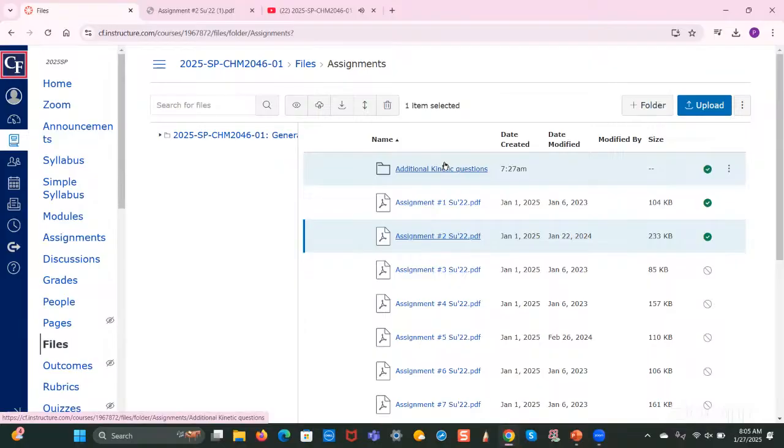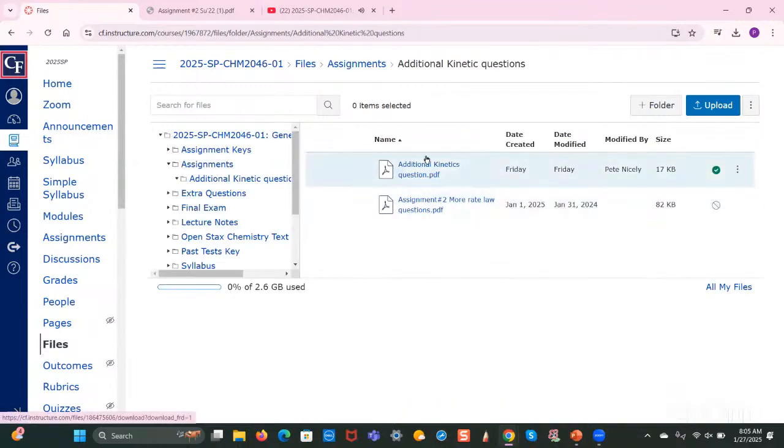So if you go to Canvas, go to Files, and you go to this folder called Additional Kinetic Questions, I've provided two links with more questions. And in fact, I have copies of them here. So for those of you who are here, I'll give you these now. And for those of you out there in Zoom, you can download and print. And you're going to submit. So that's one page.